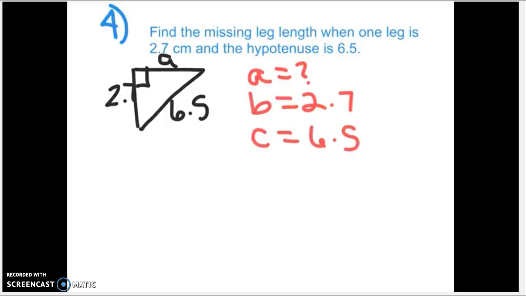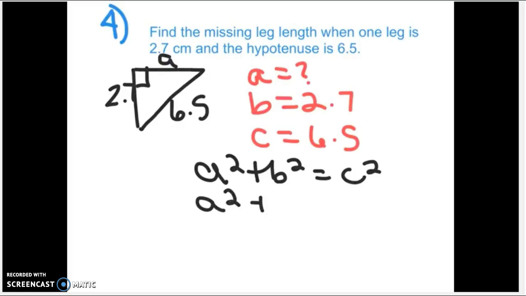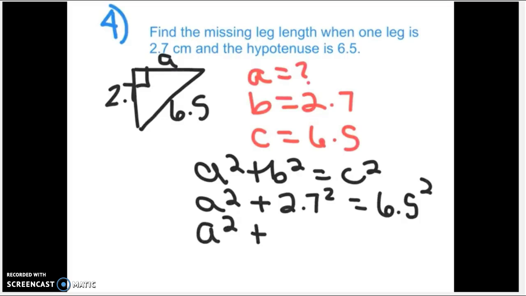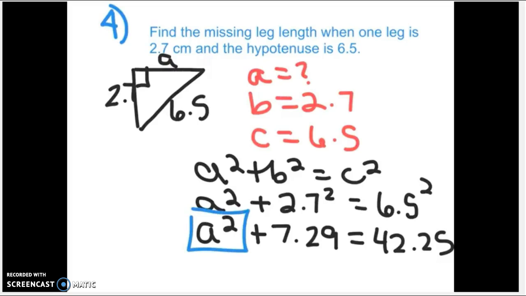So we're going to plug it into our formula. A squared plus B squared equals C squared. A is question mark, so A squared. B squared is 2.7. Remember to square it. And my C is 6.5 and square it. All right, so we're going to keep A squared. 2.7 squared. 2.7 times 2.7. 7.29. 6.5 squared. 6.5 times 6.5. 42.25. Now remember, you're trying to get the A squared by itself. So we're going to subtract 7.29 from both sides.